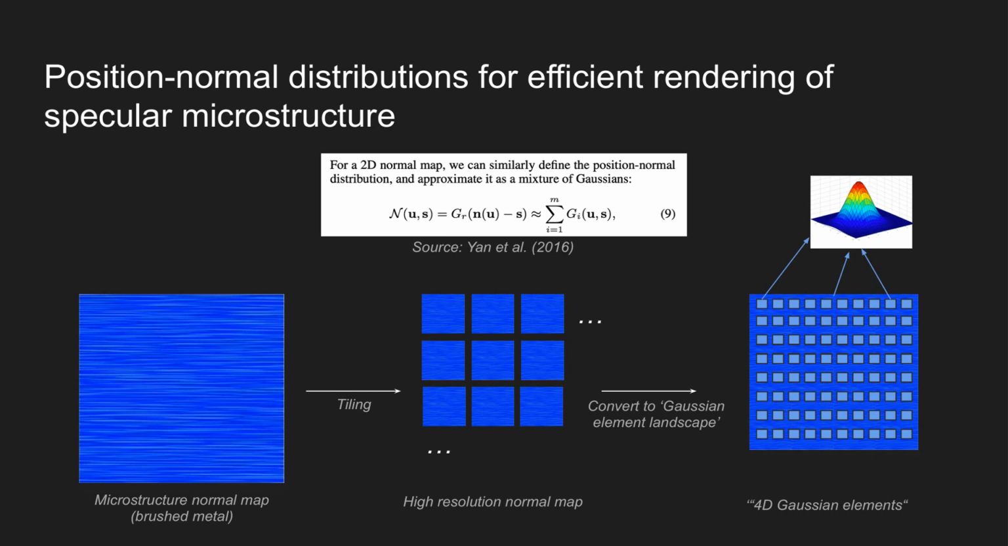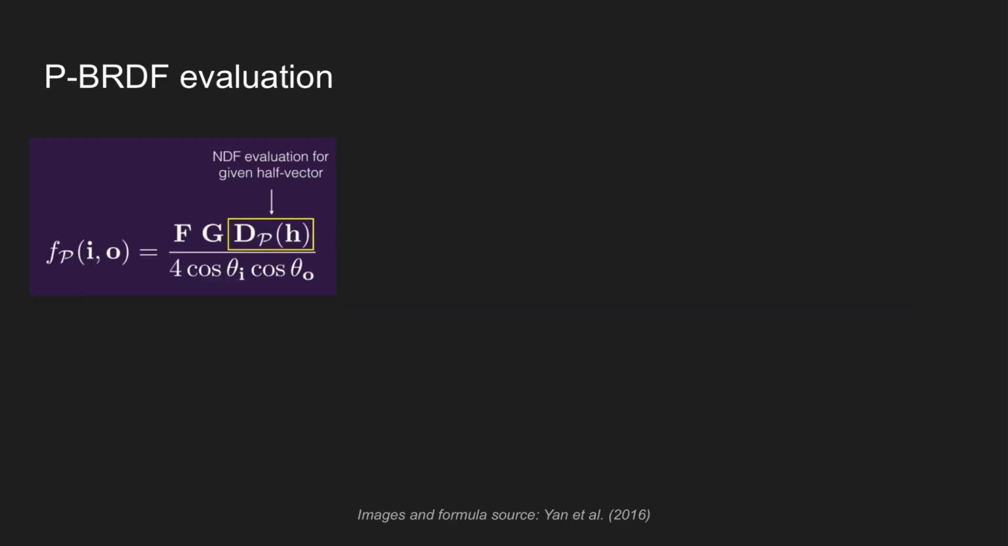We chose to go with 1 Gaussian per normal map texel, as this simplifies some of the implementation details, and the paper mentioned that this was a good density for most materials. After the normal map is converted to a landscape of 4D Gaussians, we can move on to the next step of the algorithm, which is called the P-BRDF evaluation.